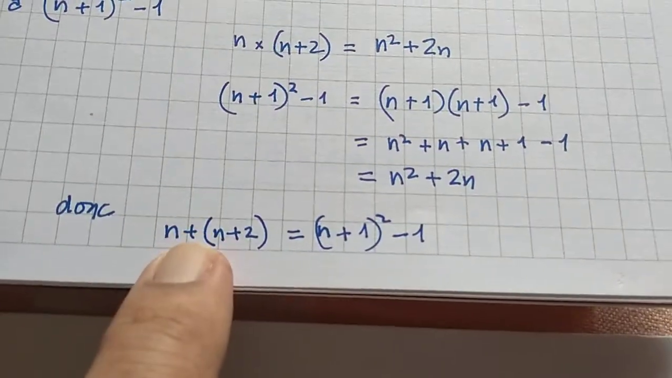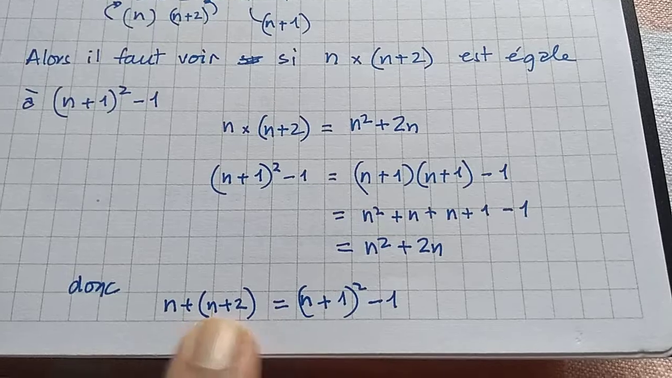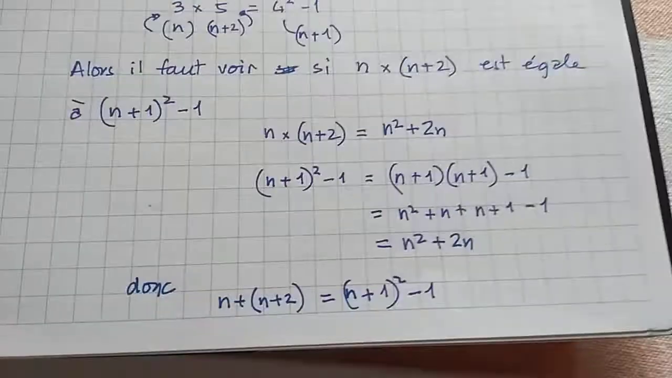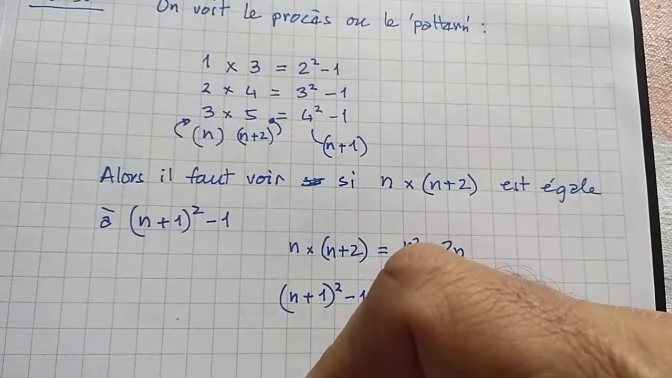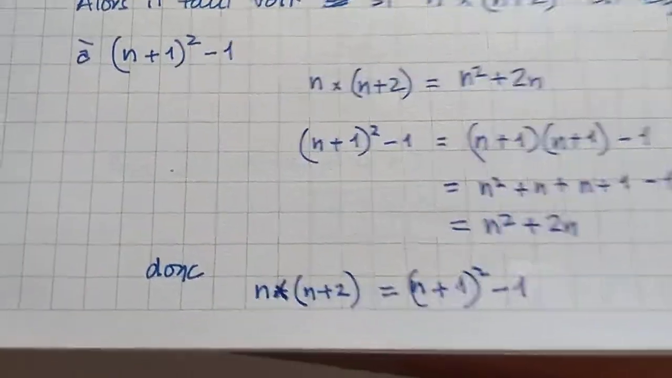Donc, on peut affirmer que n fois n plus 2 est égal à n plus 1 au carré moins 1. I'm sorry, that should be a multiplication sign there. There. It should be multiplication. Okay. Now we turn the page.